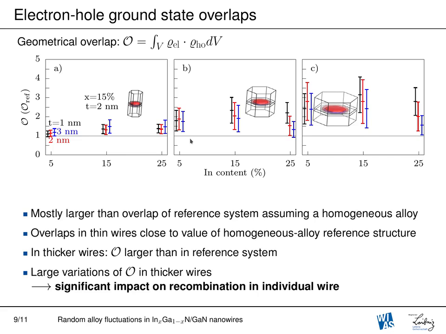If we go to thicker wires, we see first of all that the electron-hole overlap is significantly larger than in the reference system. But we also see quite large variations of this geometrical overlap in thicker wires, and it seems that this means we find a significant impact of random alloy fluctuations on the recombination properties in each individual wire, in particular once we go to wires of 20 and 30 nanometers diameter.